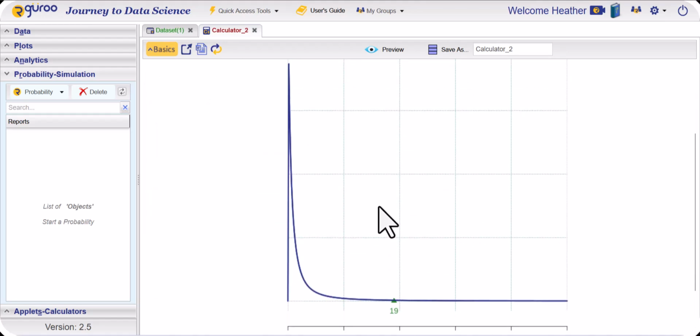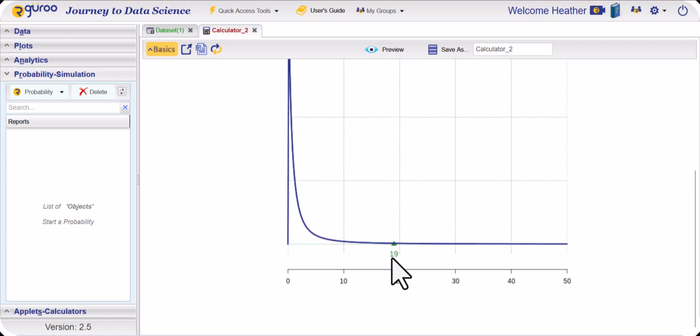Now you can see the curve, and you can see that 19 is the value. Again, this is the critical value, so that if I drew a line here, the area to the right of this value, the area under the curve, is 5%.